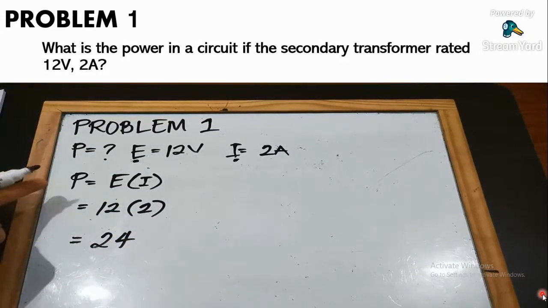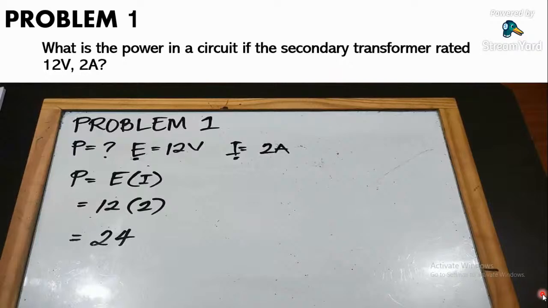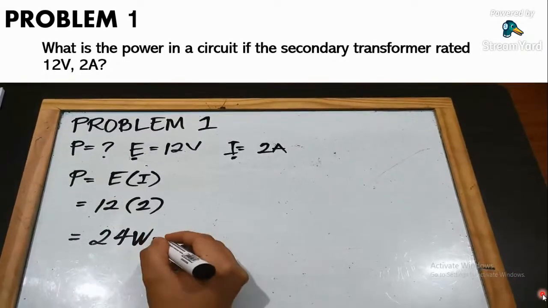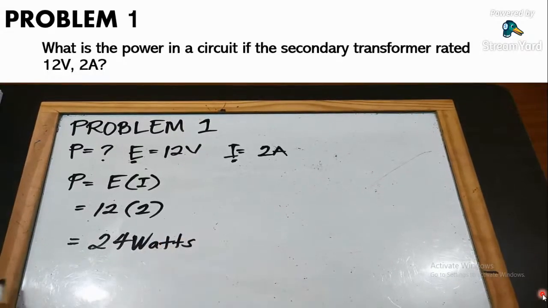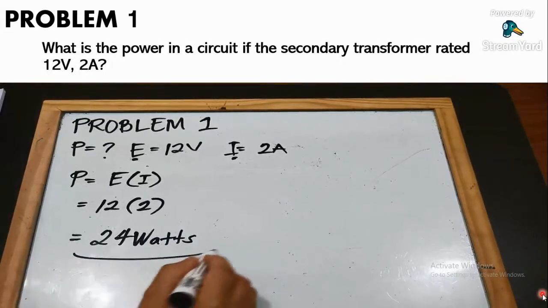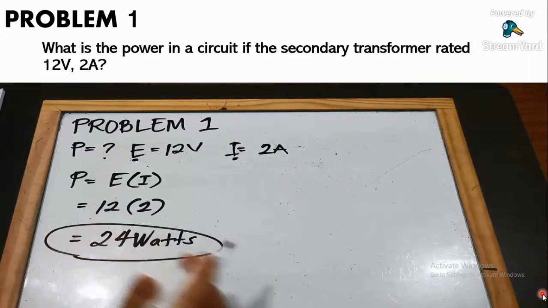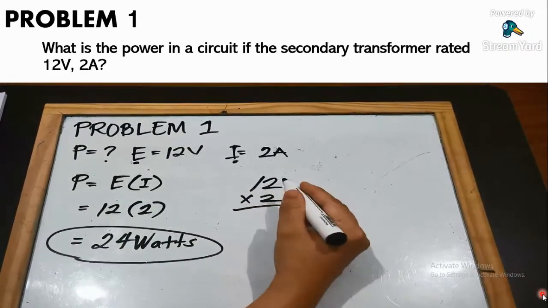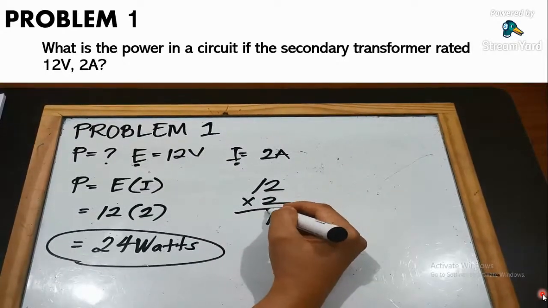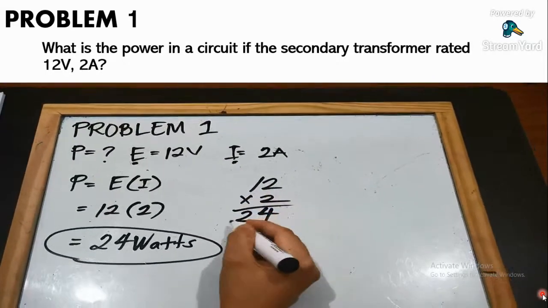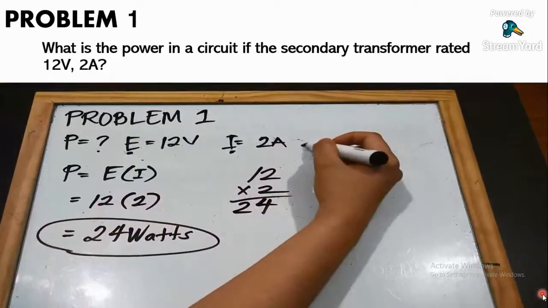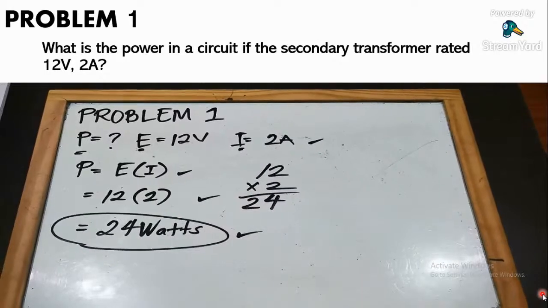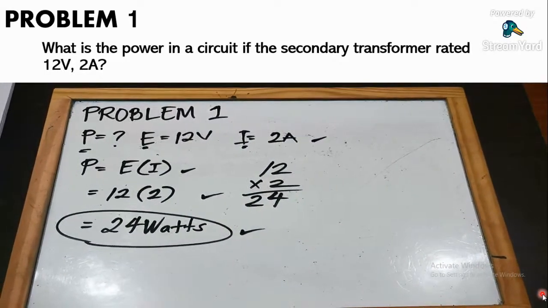Ano ngayon ang unit o symbol para sa ating power? Para sa power, we have W, or that is watts. Okay, so you have 24 watts. So this is your final answer. Kung papakita pa natin yung solution, 12 times 2. 2 times 2 is 4. And then 2 times 1, of course, 24. So ganyan. You have the given, ano yung missing, you have the formula, the solution, and your final answer. So that is for the problem number 1.